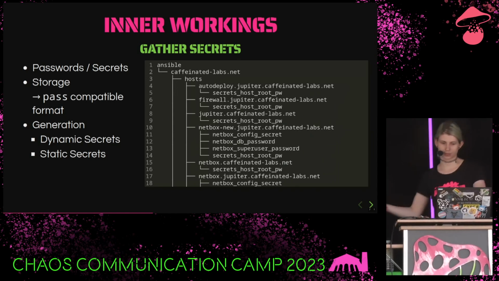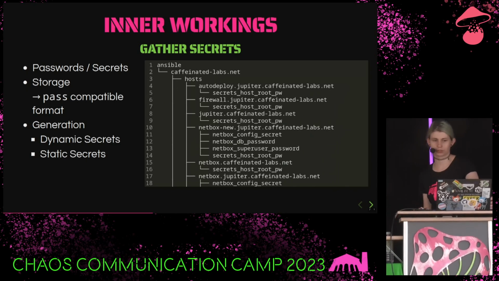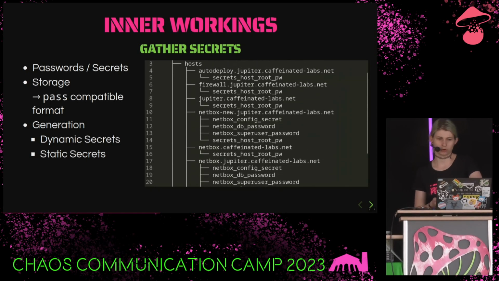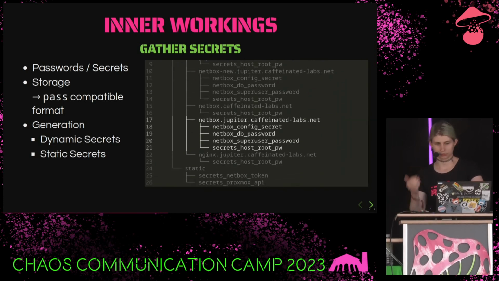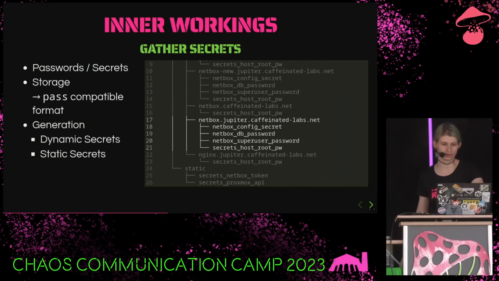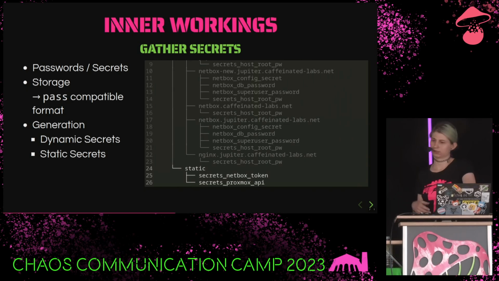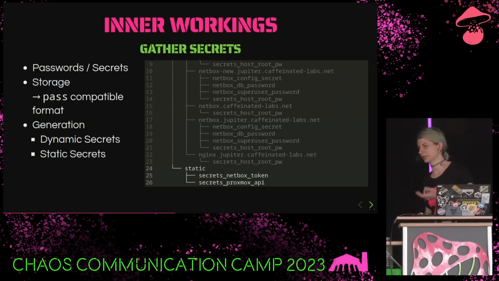This is just an example. You have your Ansible secret storage, which contains your host secrets, which are individually for each host, and also your secrets like databases, super user passwords, and the host root password, of course. And your static secrets like API tokens, DNS access, and things that you don't want to generate on demand because the secrets will stay the same in your environment.